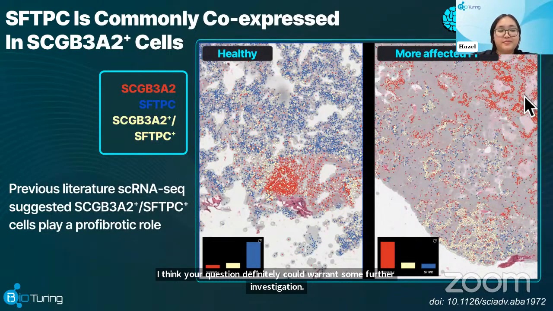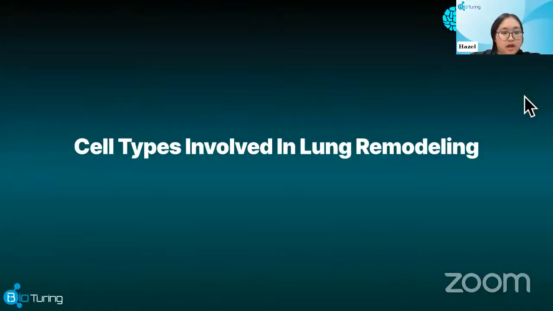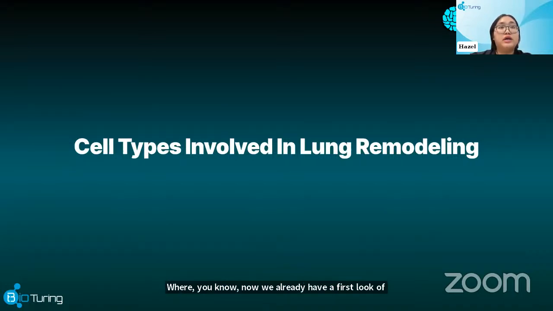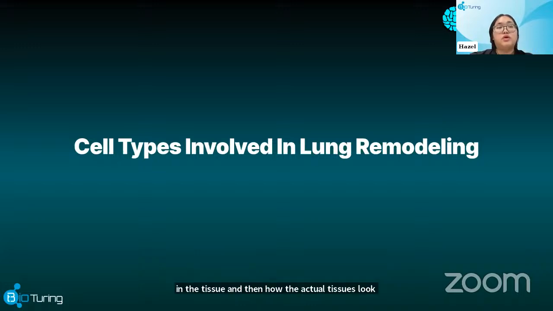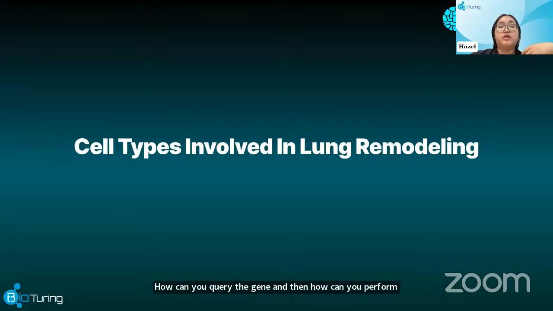Okay, so now we move on to the second part, where we already have a first look at how the genes look in the tissue and how the actual tissues look. Now I think we can dive deeper into what cell types are involved in this specific tissue region. But Julie, I think we can perform a little demo on SpatialX around how you can query the gene and how you can perform the cell type annotation that we use for the second part right here.